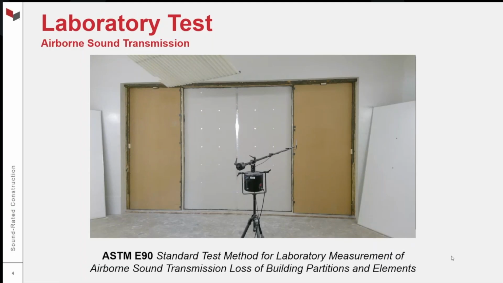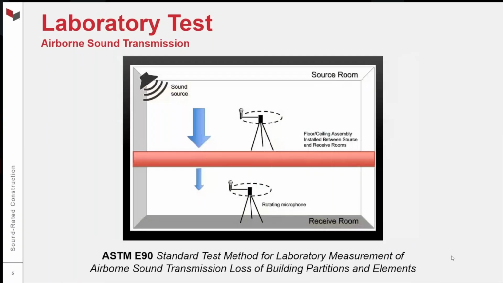That is allowed by the standard. The standard is quite flexible in terms of how it allows for you to test these walls. I believe the minimum sample size for a wall test is 8 feet by 8 feet. So you need to be at least that large in order to qualify an official test. So that's how we test walls for airborne sound transmission, or STC.